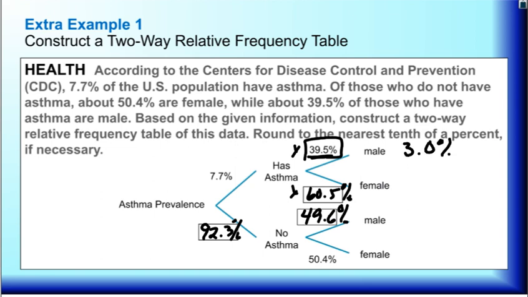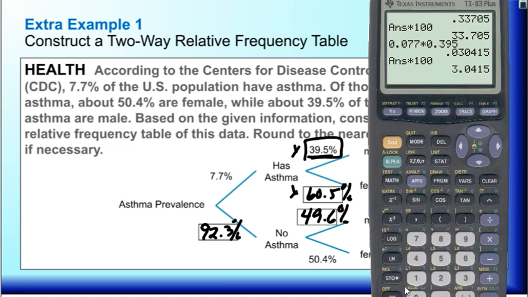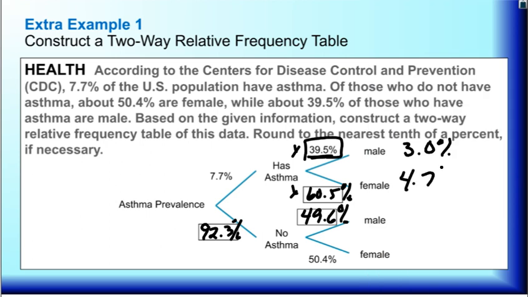Now to find the females who have asthma, we're going to take the 0.077. We're going to multiply this by 0.605, so the 60.5%, and then multiply that by 100. That gives us 4.65, so to the nearest tenth would be 4.7%. 4.7% of the people who have asthma are female. Now, if you add 3 and then 4.7, that gives you your 7.7%.